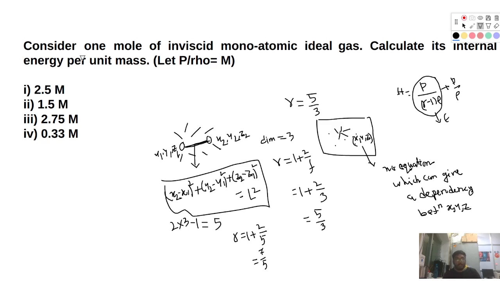Now if we calculate this 1.5, we may get this P by rho is m. So basically you have m by gamma minus 1, where gamma is 5 by 3 here. So this is basically 3 by 2 m, correct? So this is this 1.5 m.